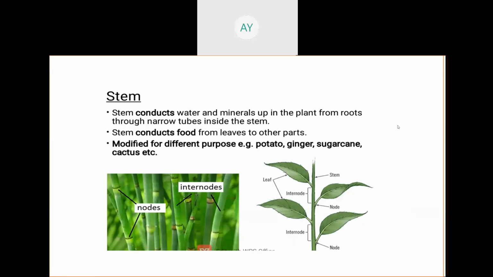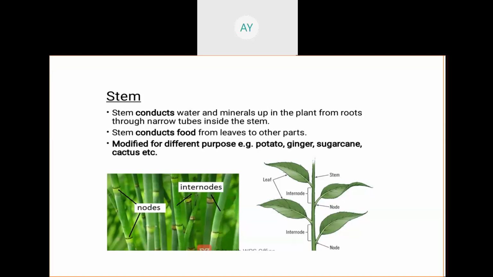Sugarcane structure is similar to bamboo structure. It's just like bamboo structure. You will find the node and internode, node and internode. Then cactus, you will not find leaf in case of cactus. The whole plant stem is greenish in color. The leaf is modified into a spine, that is kata.